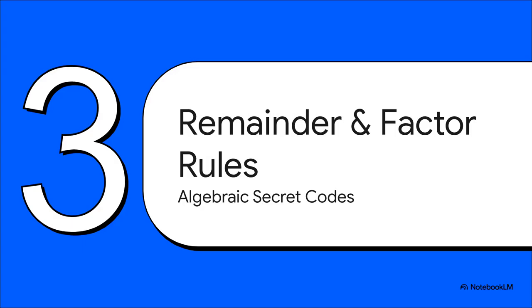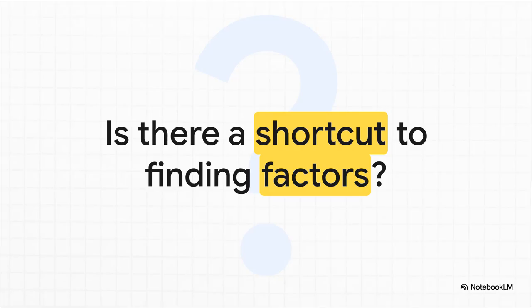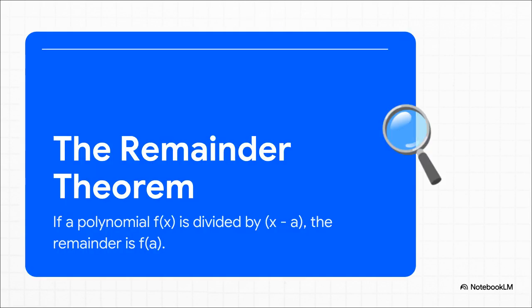Okay, now for the really cool part. Let's get into the remainder and factor rules. Seriously, think of these as secret codes in algebra that let you work way, way faster. So imagine you're staring at some huge, messy polynomial. Is there some kind of shortcut to find its factors without just guessing and checking forever? Oh, you bet there is.